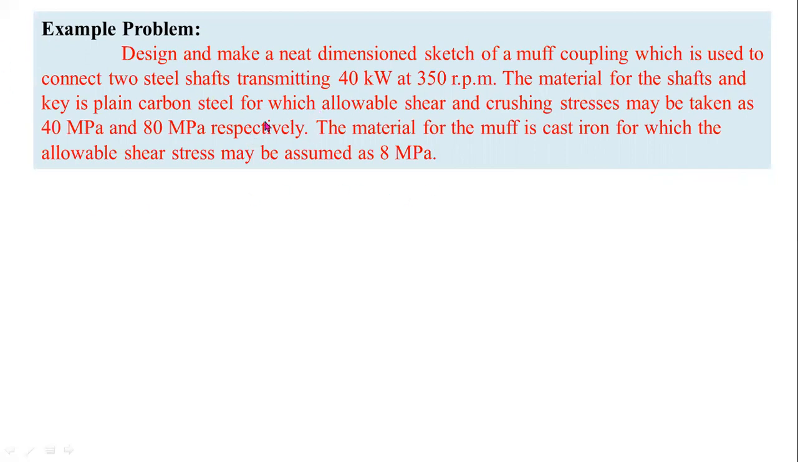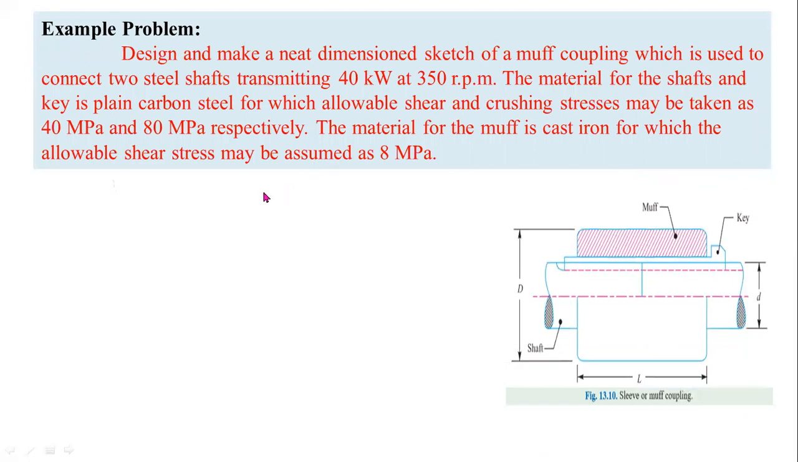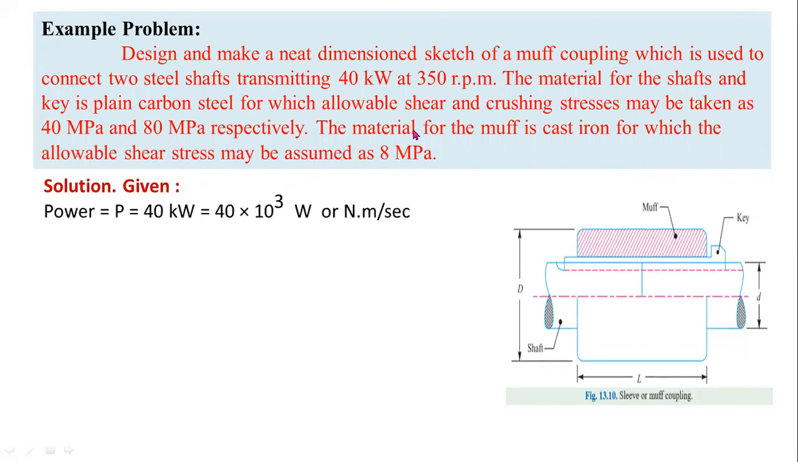Okay, this is the given question. First of all, you have to identify the given values. Here you have to design a sleeve or muff coupling. Here the power transmitted by the steel shaft is given, that is power P equal to 40 kilowatts.